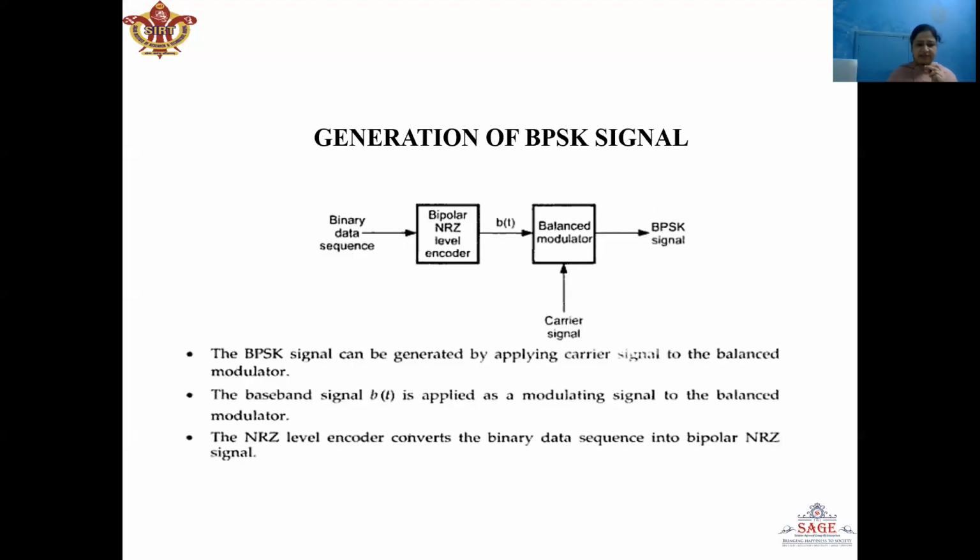Now, first we will discuss the generation of the BPSK signal. In the generation of the BPSK signal, the binary data signal, which is in the form of zeros and ones, is converted into an NRZ bipolar signal by using an NRZ encoder. The waveform b(t) and the carrier, which is cos ω₀t, are applied to a balanced modulator. Now, this balanced modulator will generate the BPSK signal.